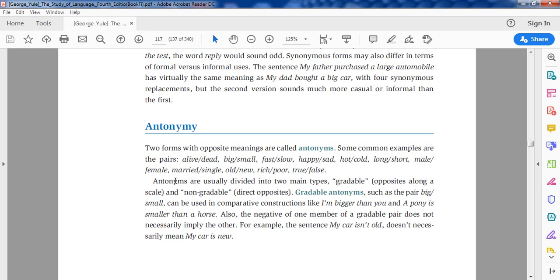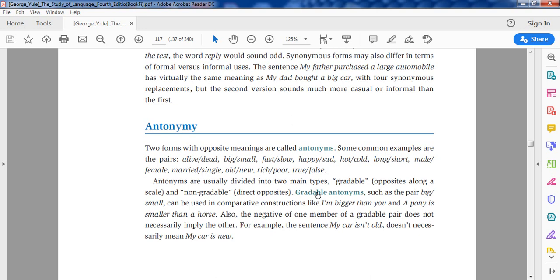As we have said, we have what they call gradable antonyms and non-gradable antonyms. For example, when I say big, I can say bigger and biggest. So this is gradable antonyms. Small, smaller, smallest. So this is gradable. We have comparative adjectives and superlative adjectives. So I can say big, bigger, biggest, small, smaller, smallest. This is gradable antonyms.